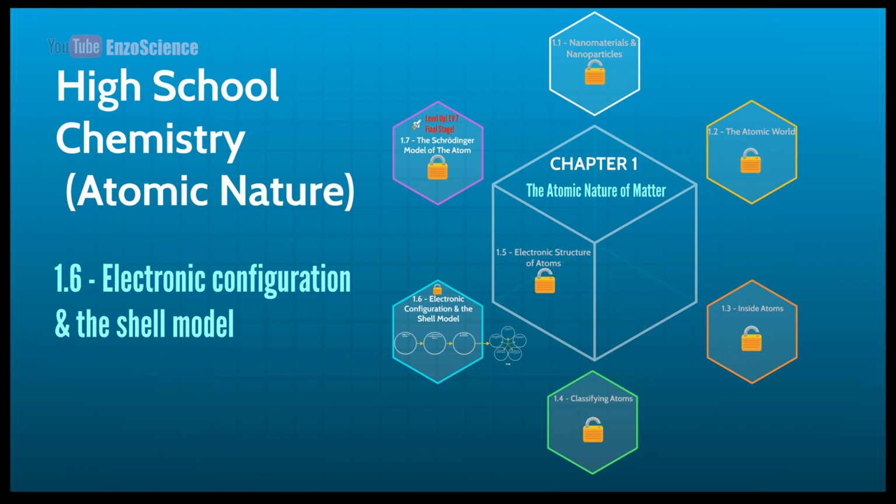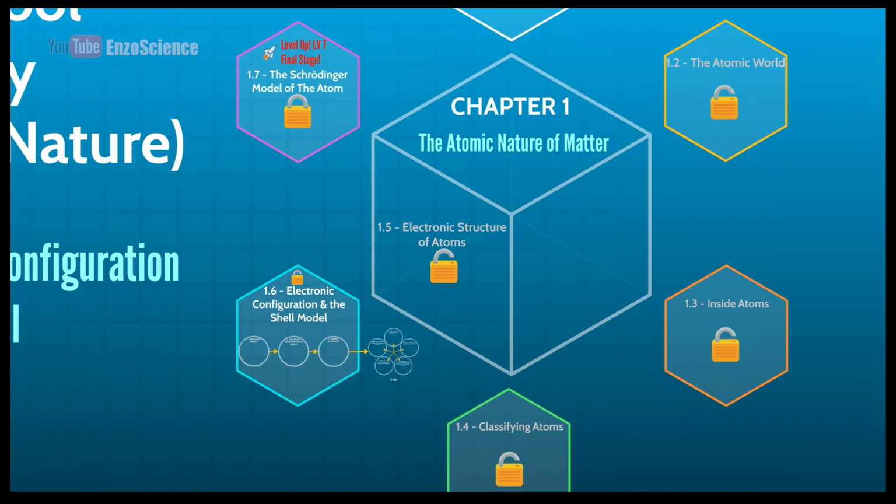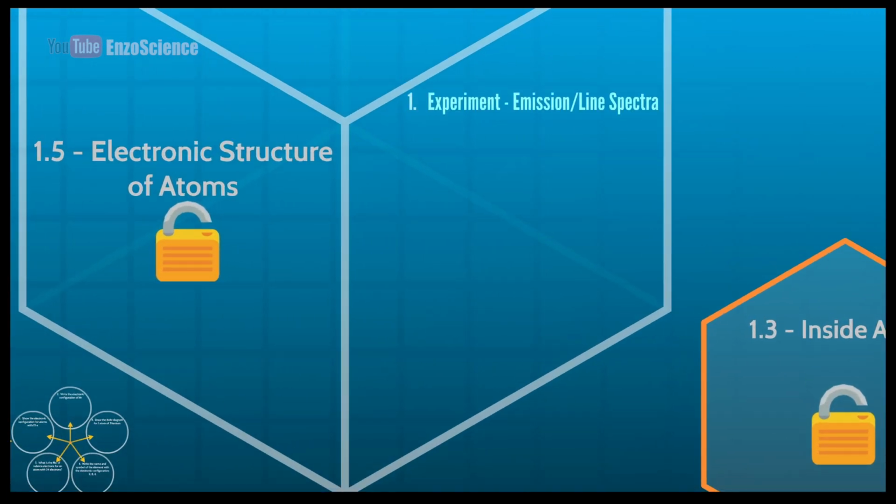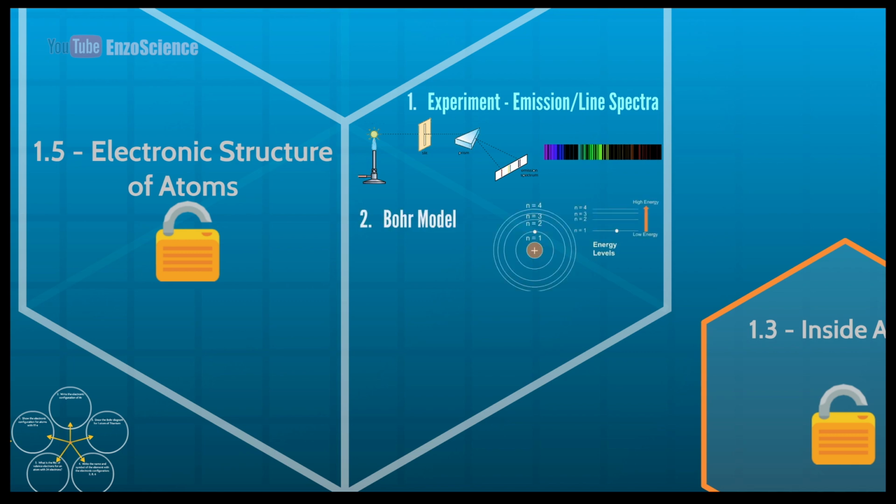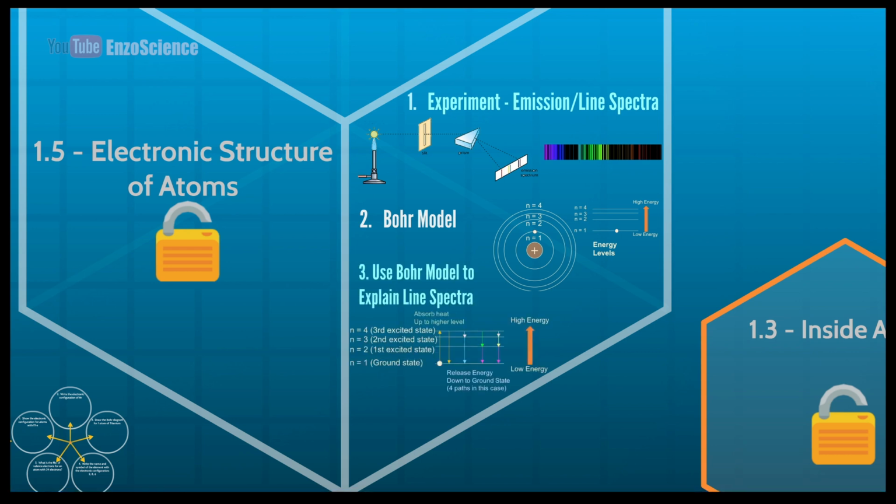Before we start today's topic, let's have a quick review of our last lecture. Firstly, we introduced an experiment showing us emission spectra, or line spectra. Then we learned the Bohr model. There are 4 basic points constructing this model. Have you remembered all of them? The last point is how to use the Bohr model to explain the emission spectra. If you forget the above details, then I strongly recommend reviewing my last video.